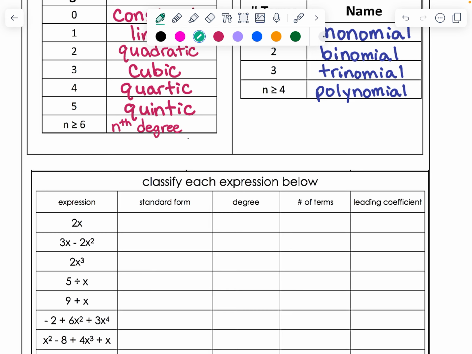Looking at the first expression, that's just a single term, 2x. So there's really nothing we need to do to change standard form. The number of terms, there are no plus or minus signs, so we know this is just one term. The degree, I talked about this earlier, if you only see x, there is a 1 there, so the degree is 1. And the leading coefficient is the only coefficient, and that would be 2.